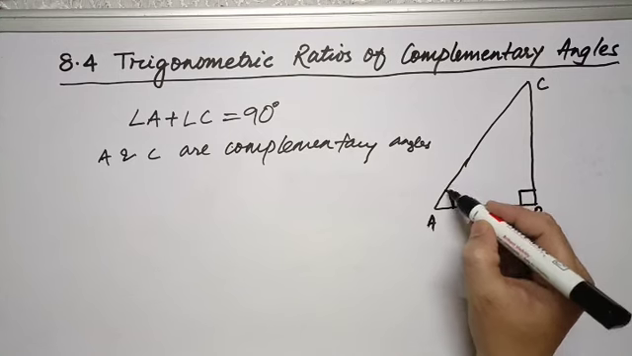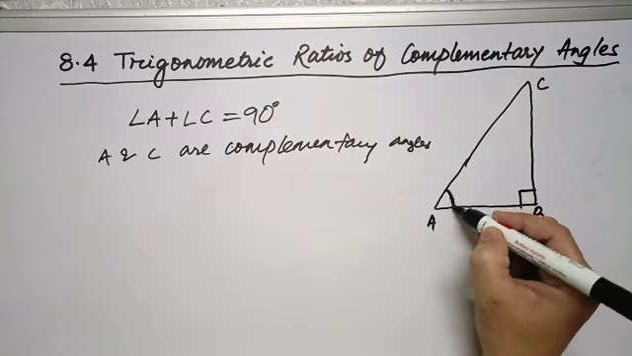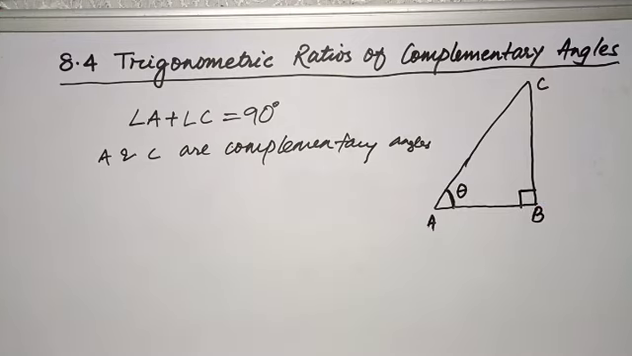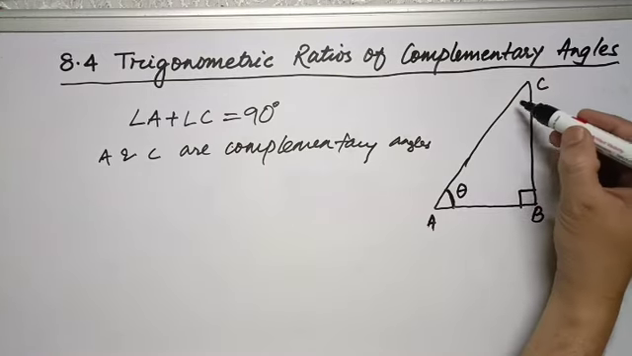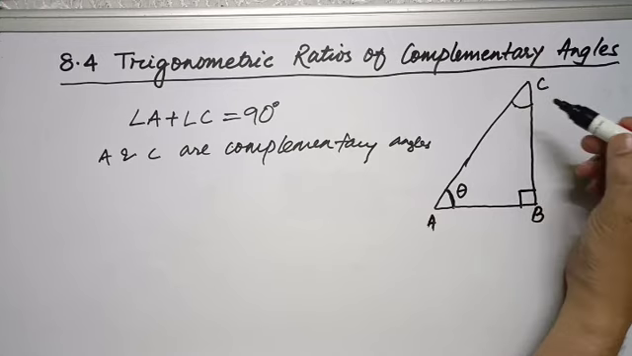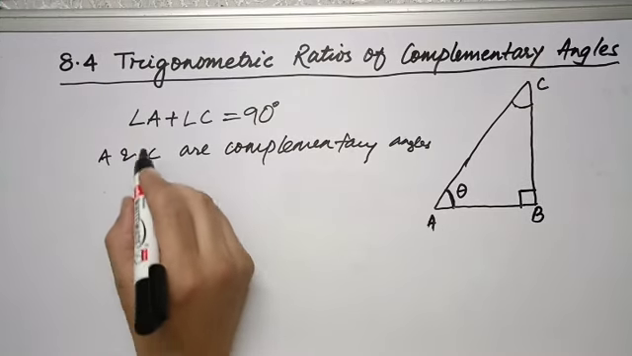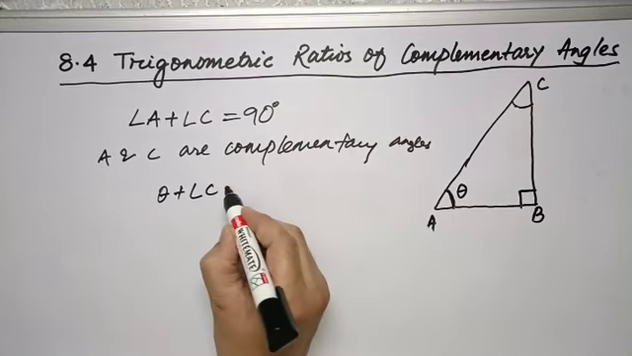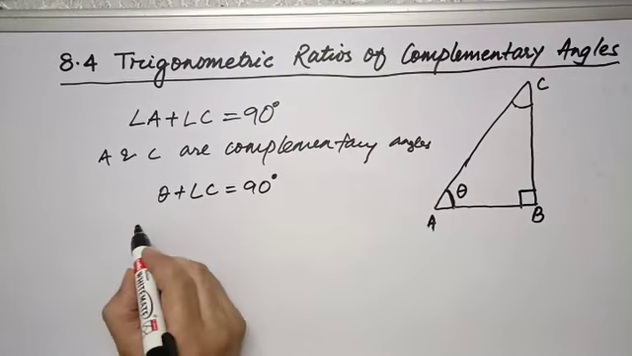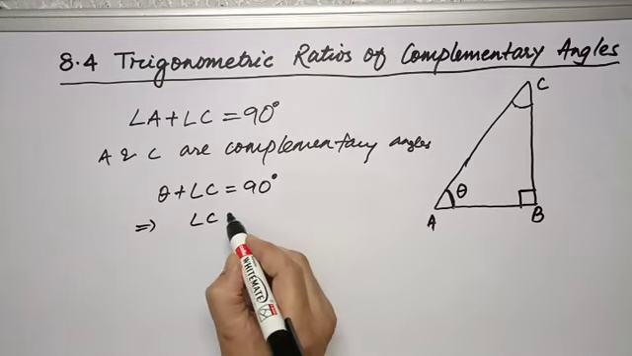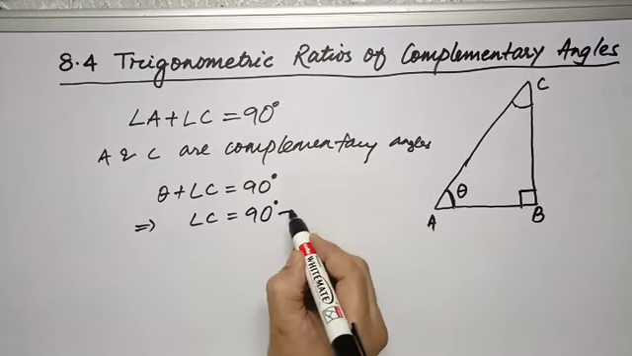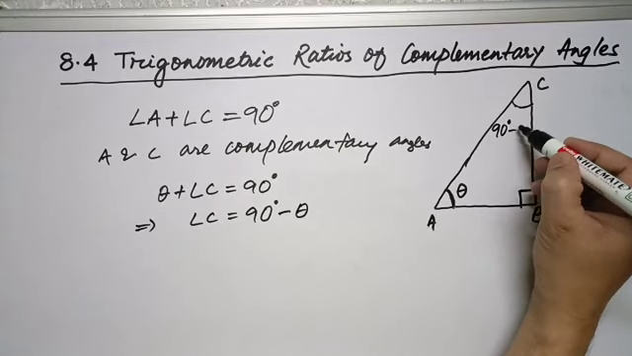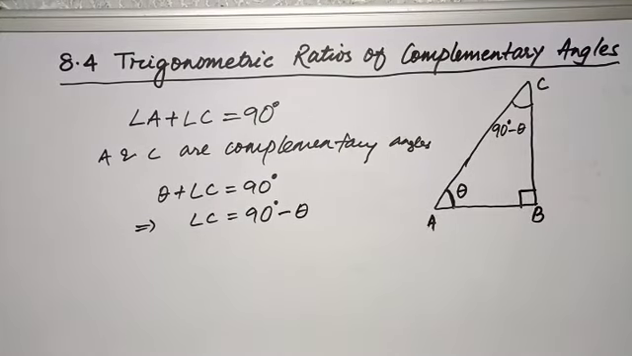Now let us know the meaning. Suppose angle A is theta, let me consider this angle as theta. Then in place of angle A if I write theta, angle C can be written as 90 degree minus theta. So this angle becomes 90 degree minus theta. You got it?